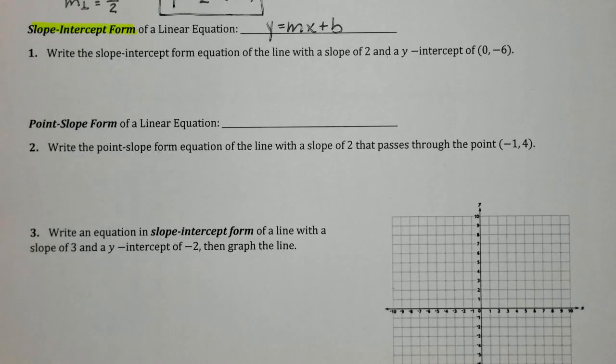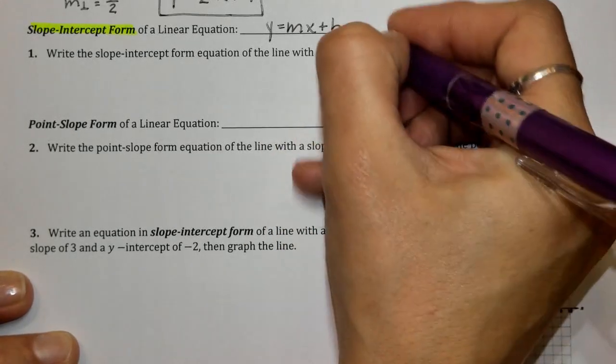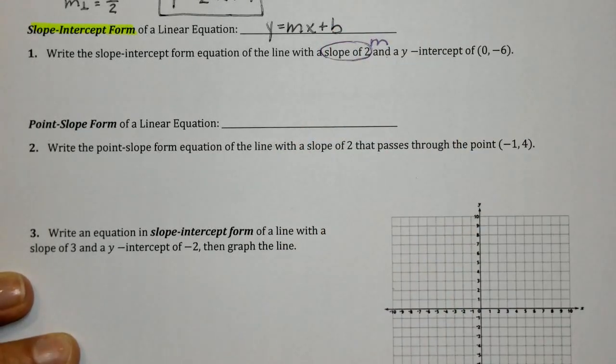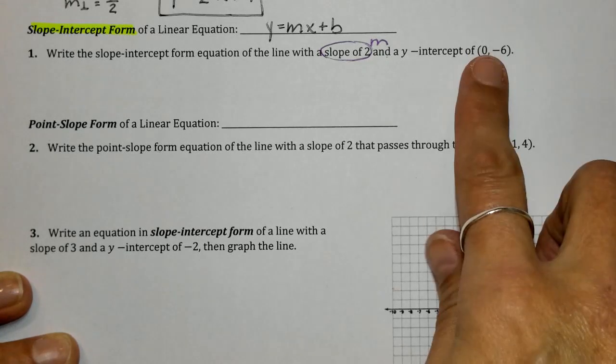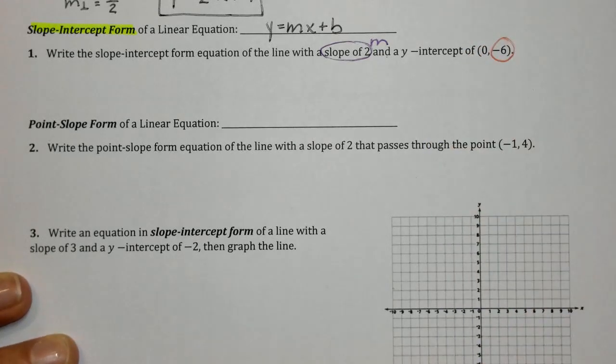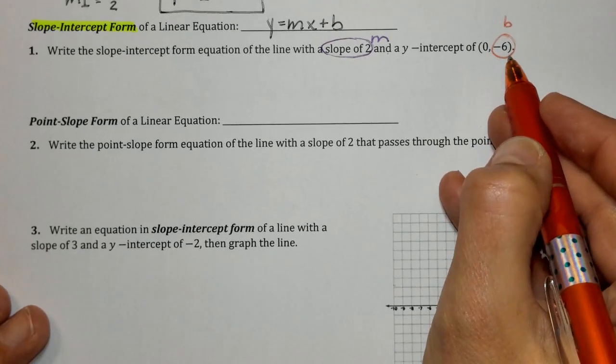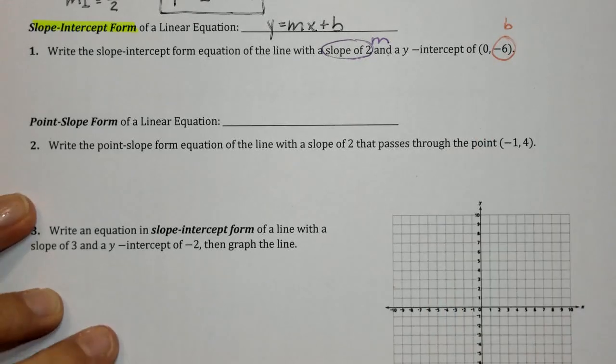We're going to write in slope-intercept form an equation of a line with a slope of 2 and a y-intercept of 0, negative 6. There's your coordinates, okay? So looking here, first we look at the slope of 2. This is what's going to go in place of m. And then your y-intercept, right here, you're just going to take what y equals. This is your y-intercept because x is 0. Your y-intercept is where x is 0.